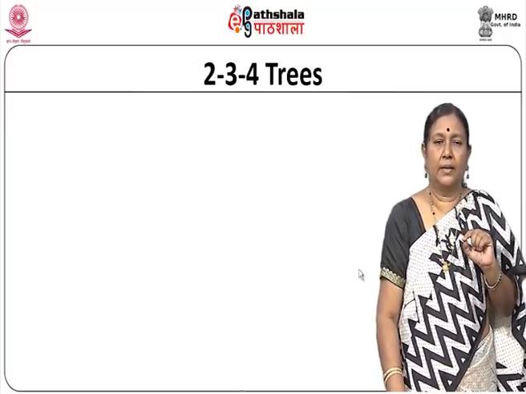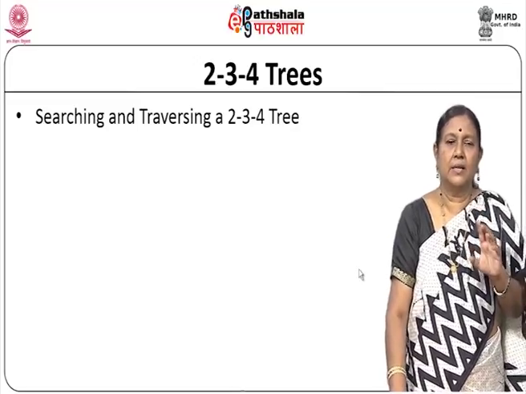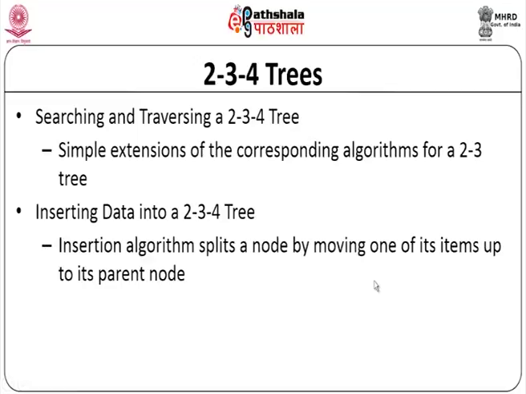Okay. Searching and traversing in a 2 3 4 tree, let us discuss that. It is a simple expansion of the corresponding algorithms for a 2 3 tree. We will see how it is expanded. Inserting data into a 2 3 4 tree: the insertion algorithm splits a node by moving one of the items up to its parent node. That is what we did in a 2 3 tree, but here there are a few more conditions which we have to satisfy.